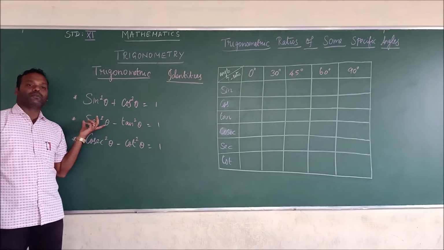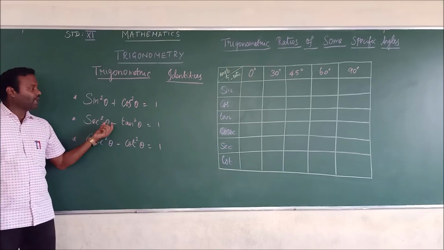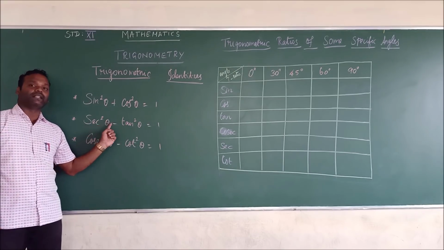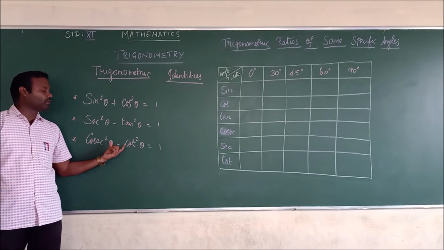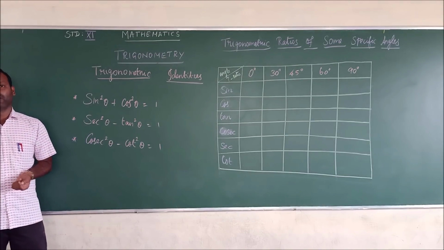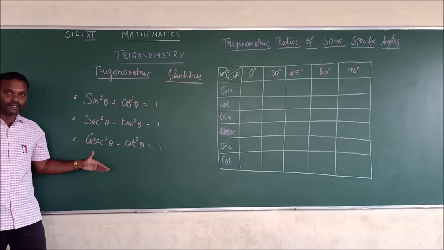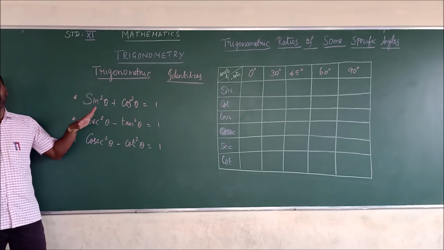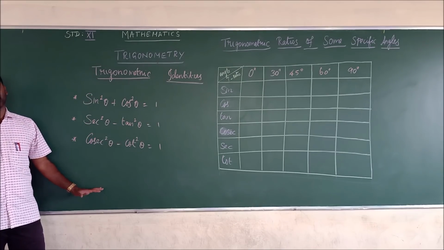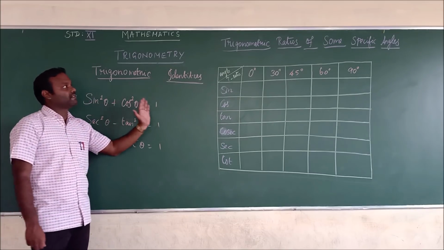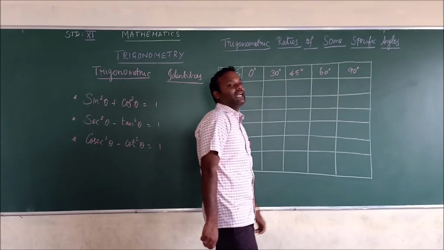The second identity you have to know is secant square theta minus tan square theta is equal to 1. Or it can also be written as secant square theta is equal to 1 plus tan square theta. And the third familiar identity is cosecant square theta minus cot square theta equal to 1. So cosecant square theta equal to 1 plus cot square theta. Apart from that, you are having too many identities. I have mentioned only some identities here. Complementary angle identities, too many identities are there. We will discuss later.